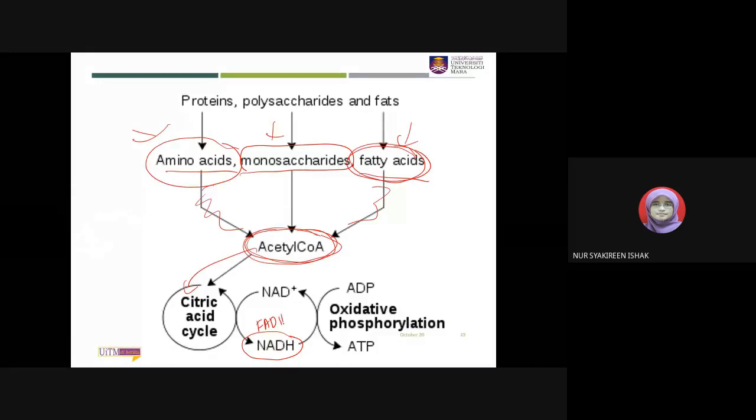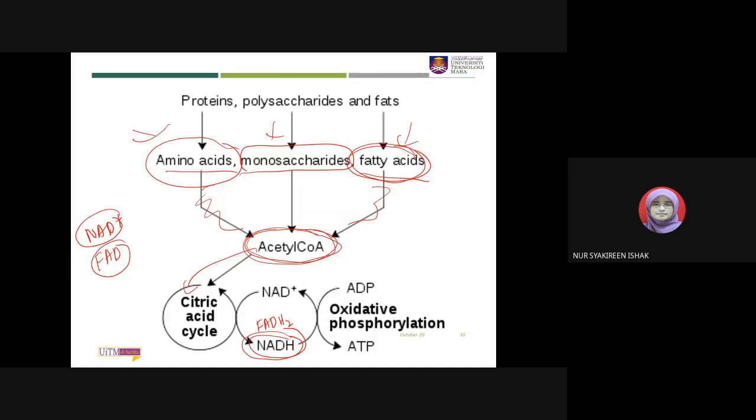FADH2. Okay, kalau nak hasilkan NADH, dia daripada NAD plus, which is a cofactor or coenzyme. Tapi kalau FADH, dia tak ada plus sign, dia FAD sahaja. Okay, so in order to convert NAD plus to NADH, this molecule has to be reduced. Same also for FAD, it also has to be reduced.